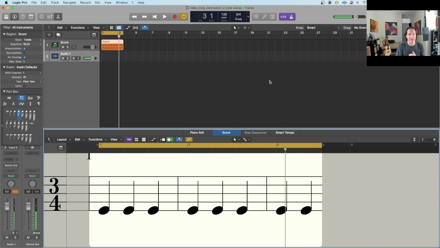Also, taking that a bit further, if we emphasize the 1 and the 3 in 3/4, listen to how that sounds. 1, 2, 3, 1, 2, 3, 1, 2, 3, 1. Now we got something that sounds dramatically different, right?